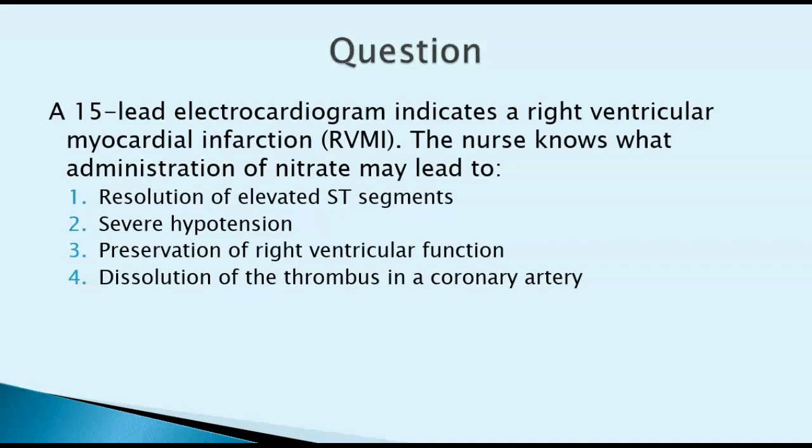Let's go to our next question. A 15-lead EKG indicates a right ventricular MI. The nurse knows what administration of nitro can lead to. So don't get hung up on the 15 lead. We'll talk about 15 leads in a little bit. Let's just say it's a 12-lead EKG. So if nitro, what could happen if you have a right MI?